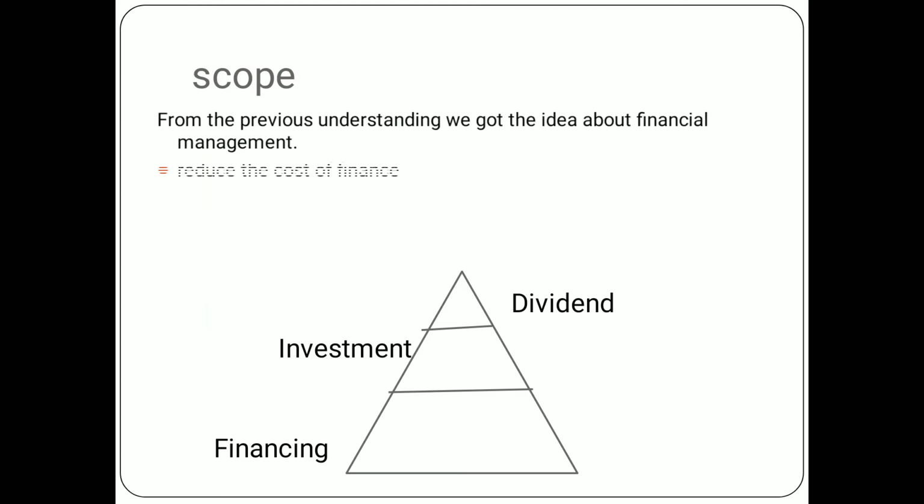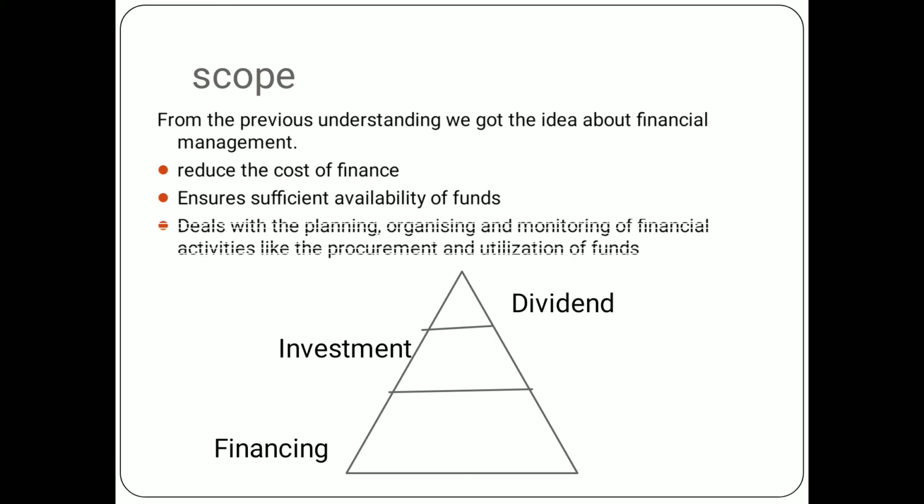Now, from the previous understanding, we got the idea about financial management. Now, we will discuss the 3 scopes of financial management. Those 3 scopes are dividend decision, investment decision, and the financing decisions. Now the first scope which we are going to discuss is the financing decisions.